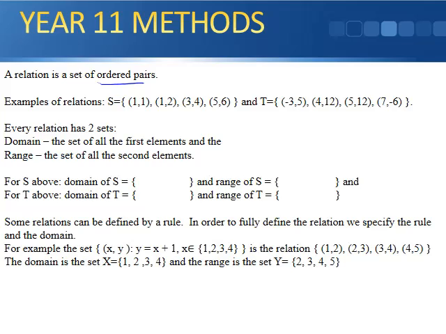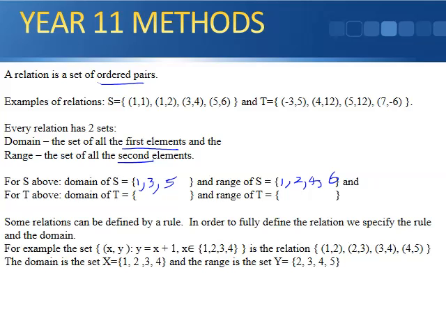Every relation has two sets. It's got the domain, which is the set of the first elements. It's got the range, which is the set of the second elements. For S above, the domain of S, well, that's the x values, so I've got 1, 3, and 5. I don't need to write the 1 twice. And the range of S is the y values, 1, 2, 4, and 6.